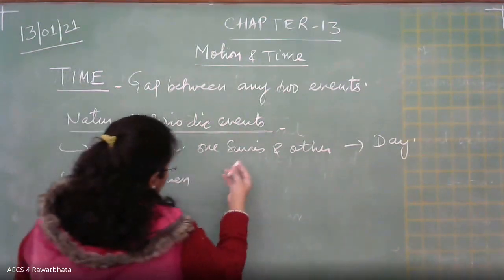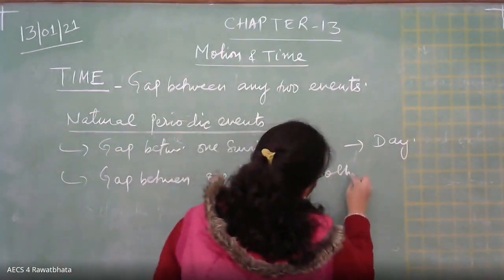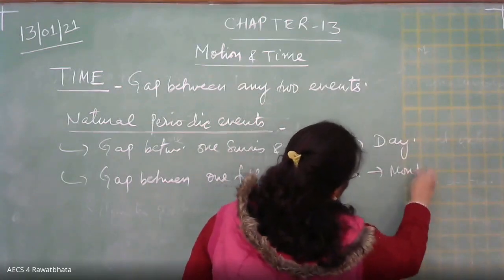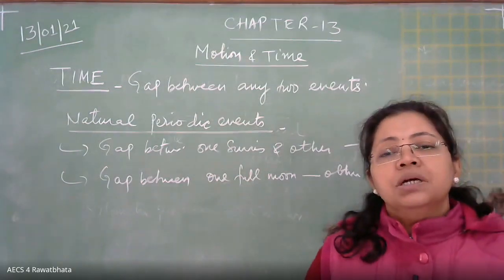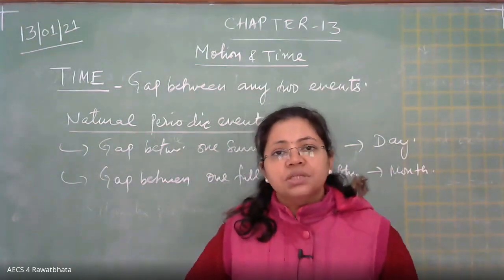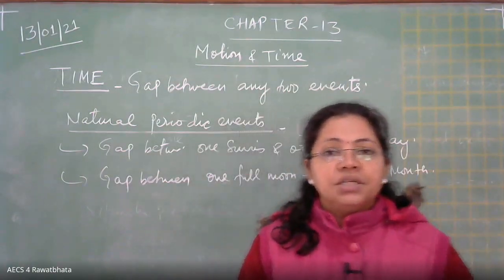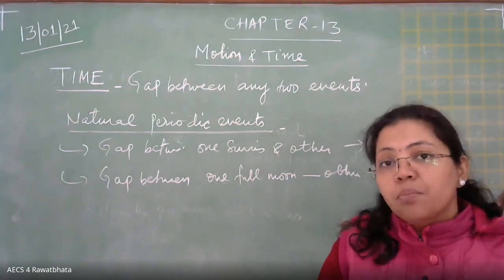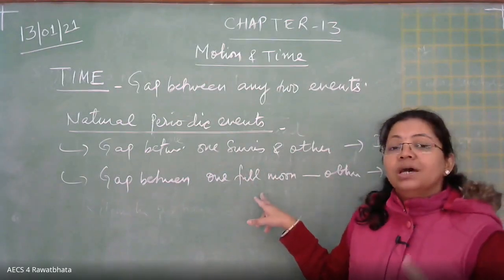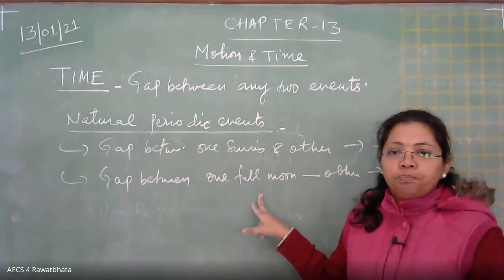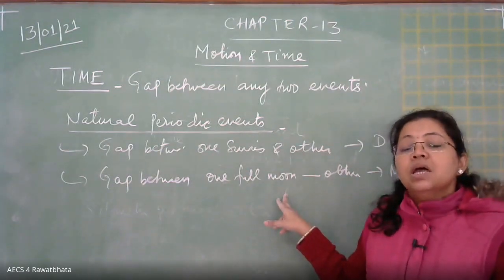Similarly, they called the gap between one full moon and the next a month. Nowadays we have calendars with us, and we know that a month has 30 days, or that this month is going to end after 31 days. But in ancient times, people did not have any calendar, so they used to measure this time period called a month with the help of the position and phases of the moon, which you learn in our classes about waxing and waning of the moon. Full moon is Purnima in Hindi, and new moon is Amavasya.